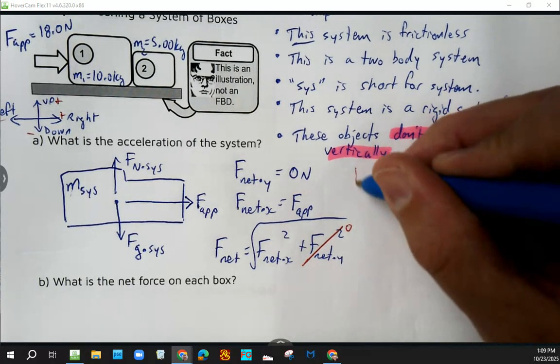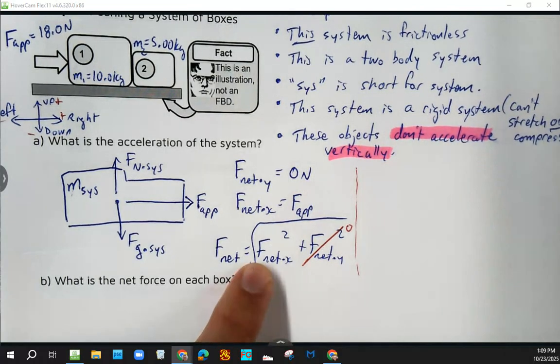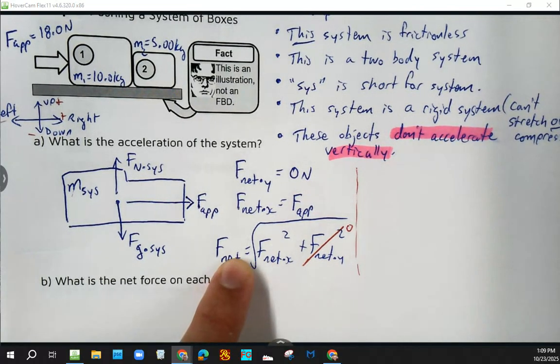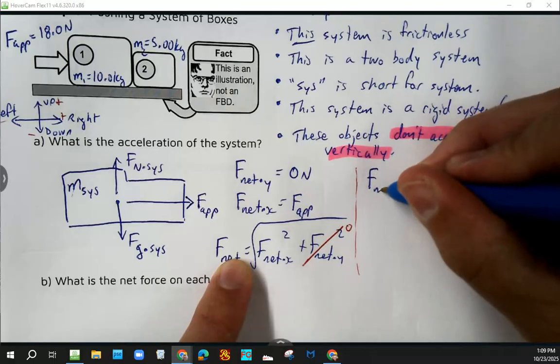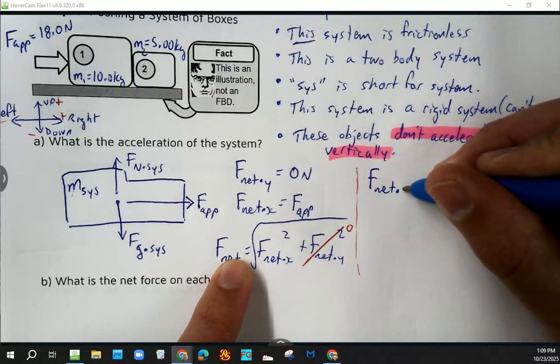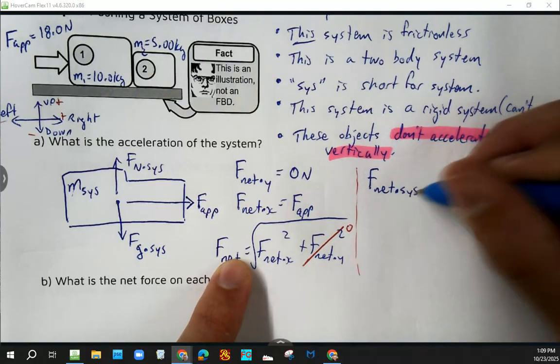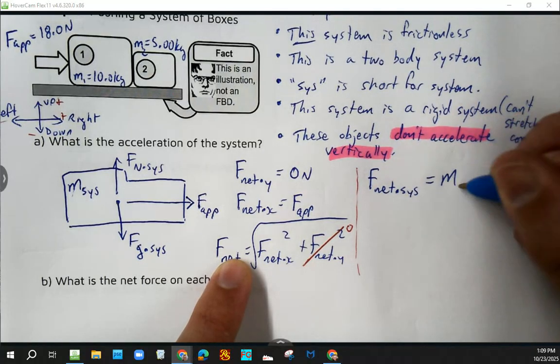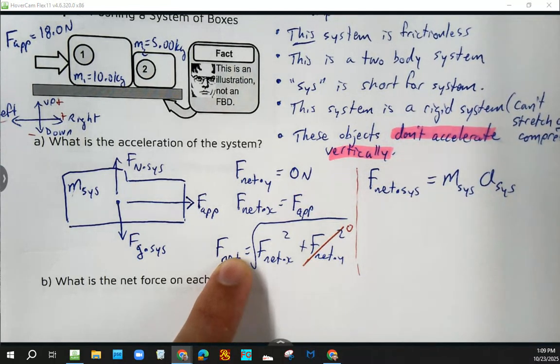So what we could jump to, and I would expect that most people would jump to, is to not write this line. They would say, okay, well, F net for the system, this would read, the net force acting on the system is equal to the mass of the system times the acceleration of the system. That's how I would read that statement. Now the question is, can you find the acceleration of the system?